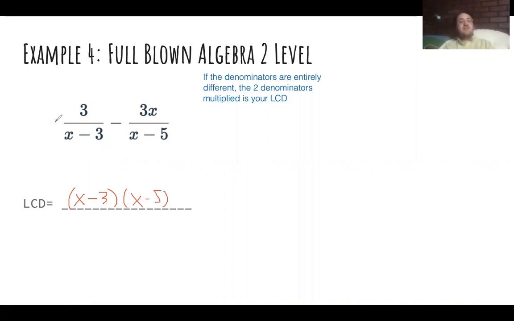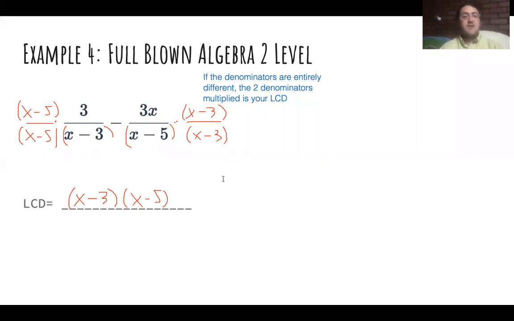And when I'm doing this, let's see, I got the x minus 3 on this one. So I need an x minus 5. And then on this, I like to put parentheses so that you can remember that you need to distribute. And then on this one, I have an x minus 5, but I don't have an x minus 3. So my LCD is good. Now I'm going to figure out what the numerator is.